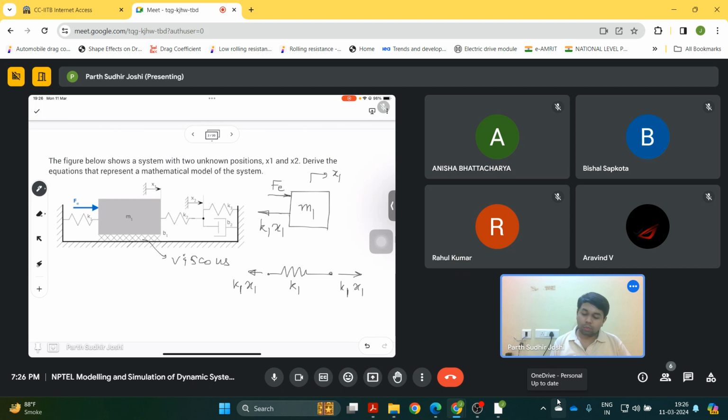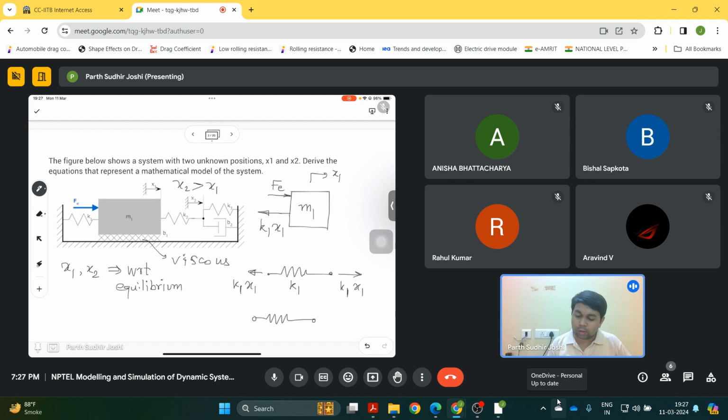Now one more thing is that we will assume that these displacements x1 and x2 are with respect to the equilibrium position. So whatever x1 or x2 is, is the net deflection. Now the force acting on the spring k2 will be proportional to the difference in the displacements of the two ends. Let us assume, for the time instant that we are looking at, that x2 is greater than x1.